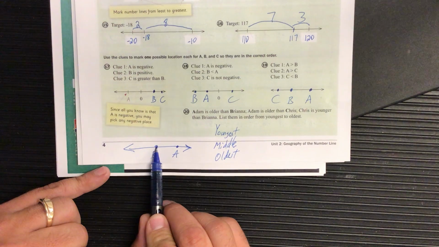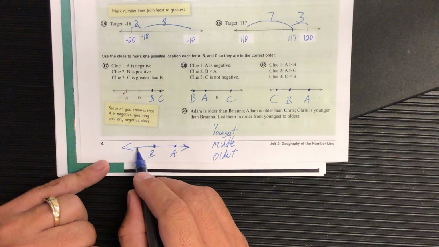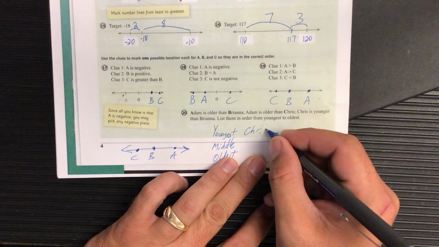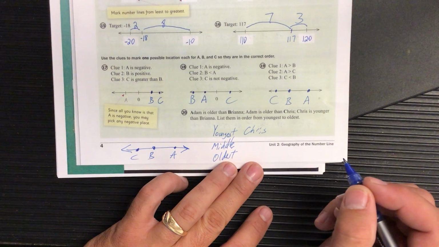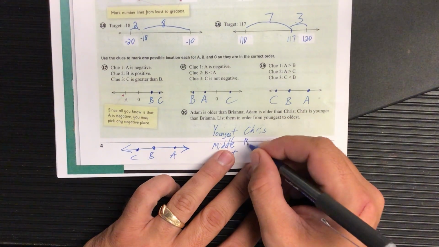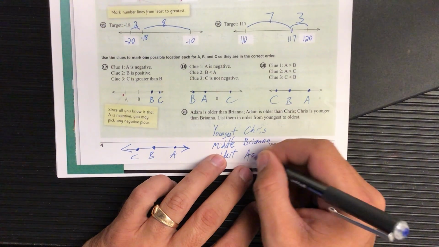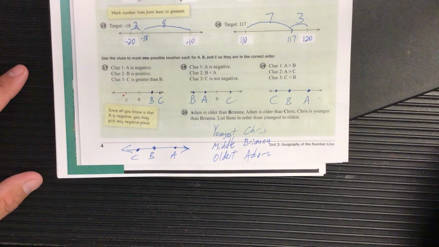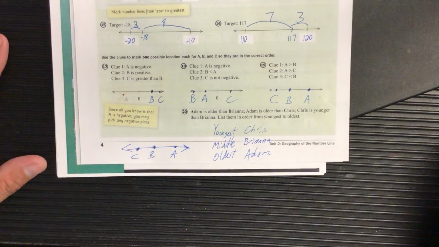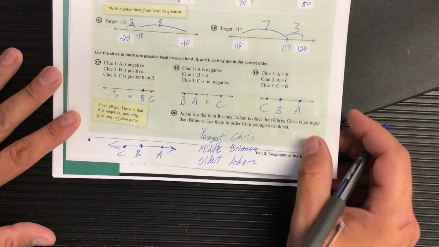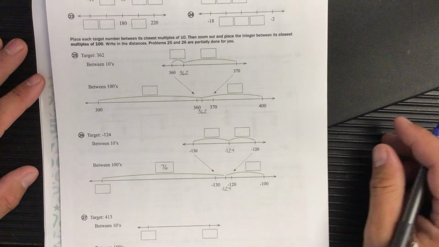Chris is younger than Brianna. So here's Brianna. That means Chris would be over here. So the youngest would be Chris. Middle child would be Brianna. And the eldest child is Adam. Agree with that? Yes. Yep. All right, final page.